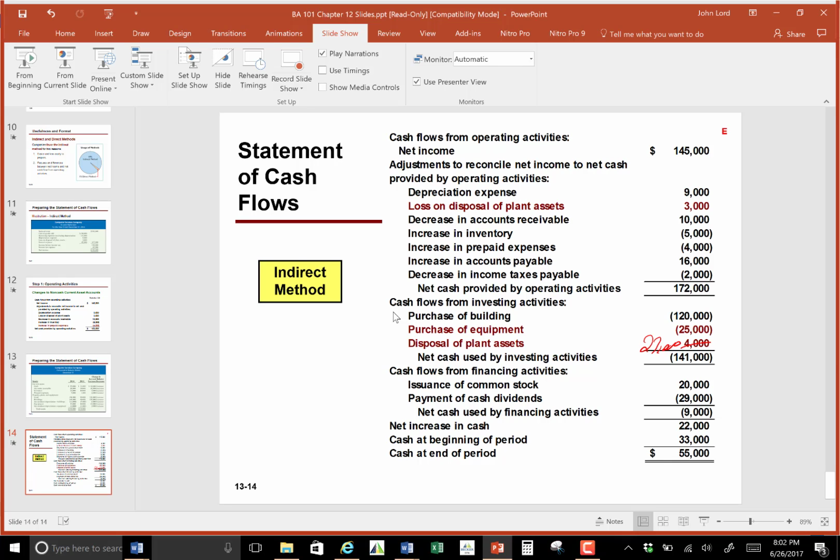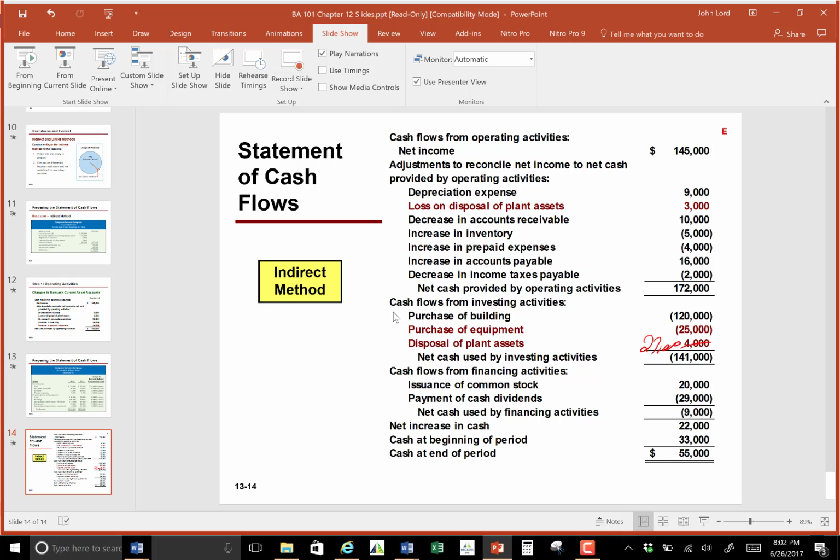How much is their sales? Sales is 100,000. Expenses are what? 40,000. Net income is 60,000, right?